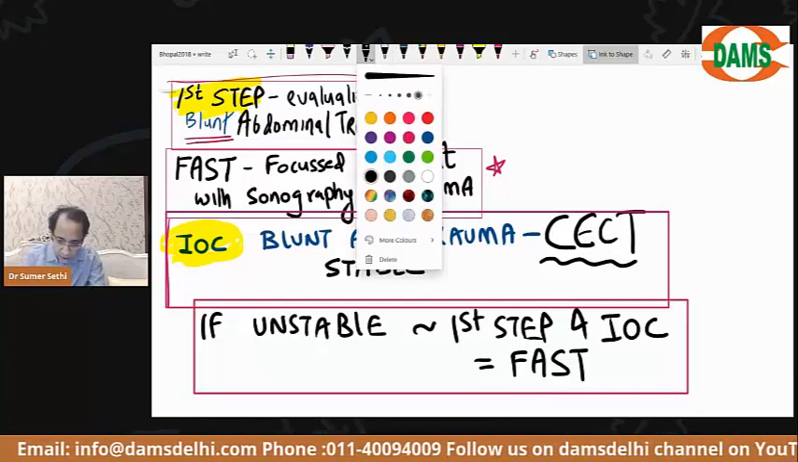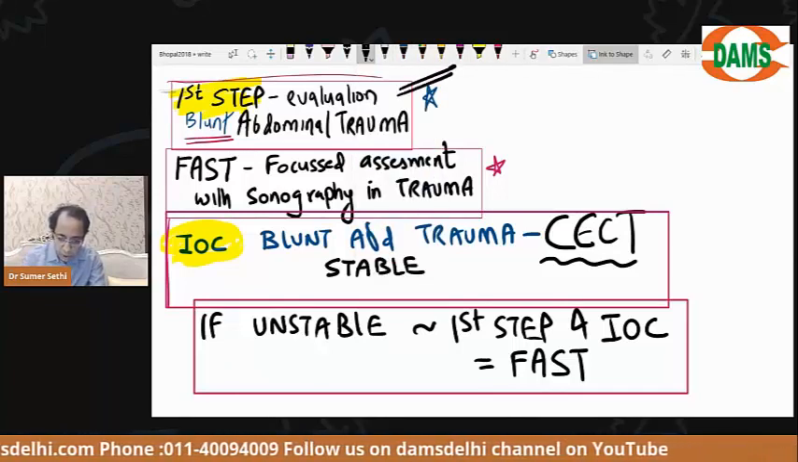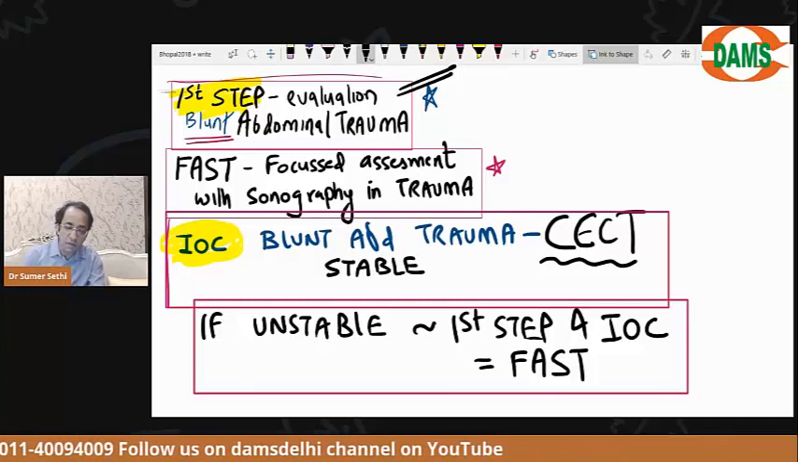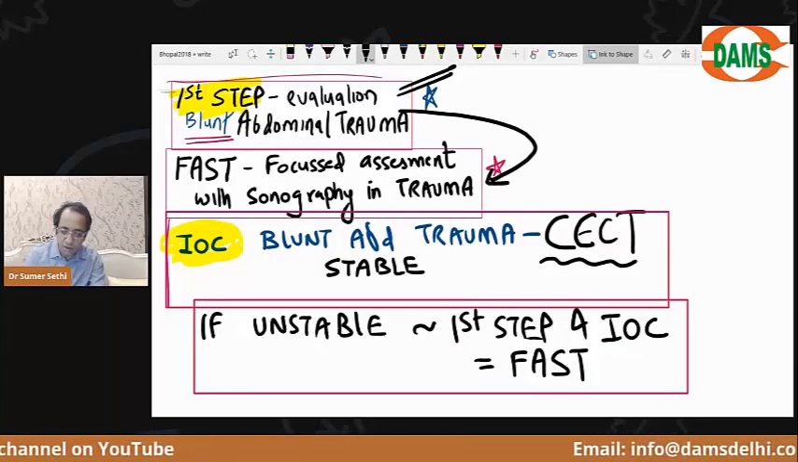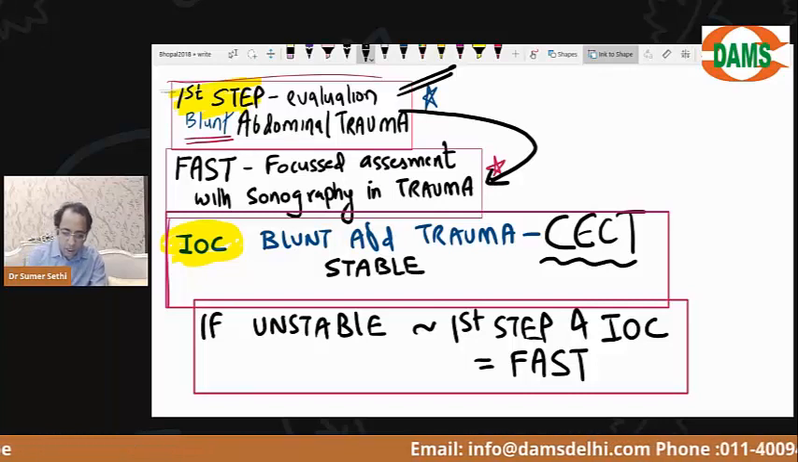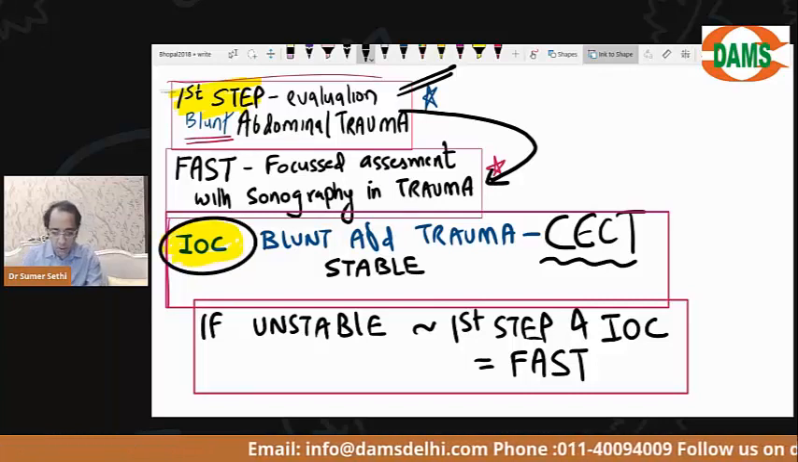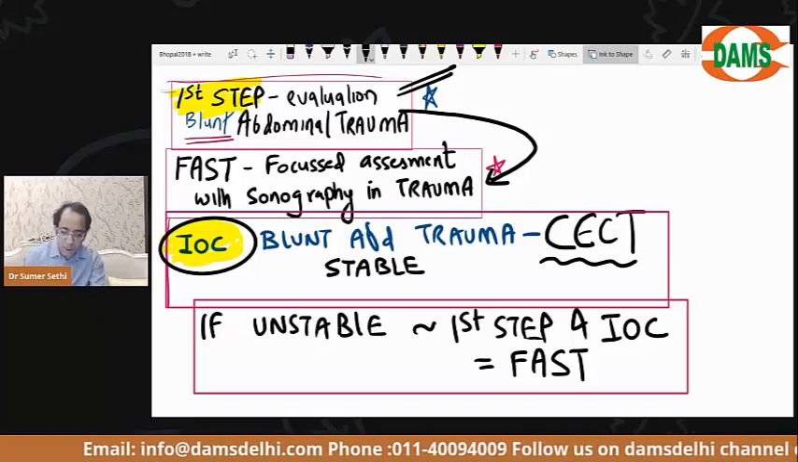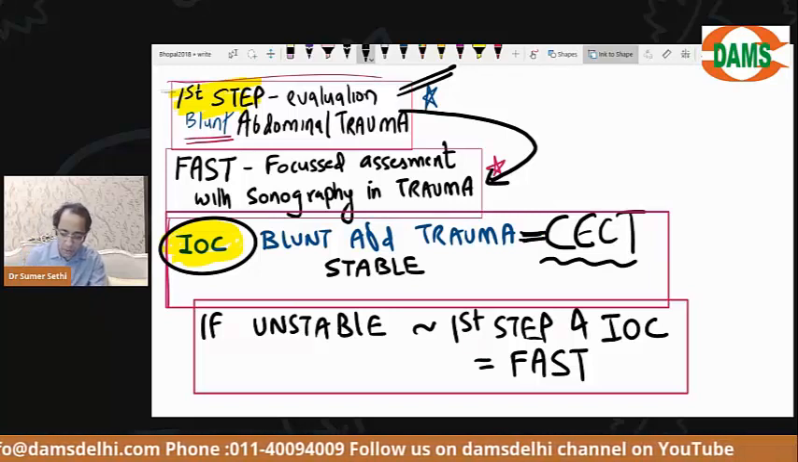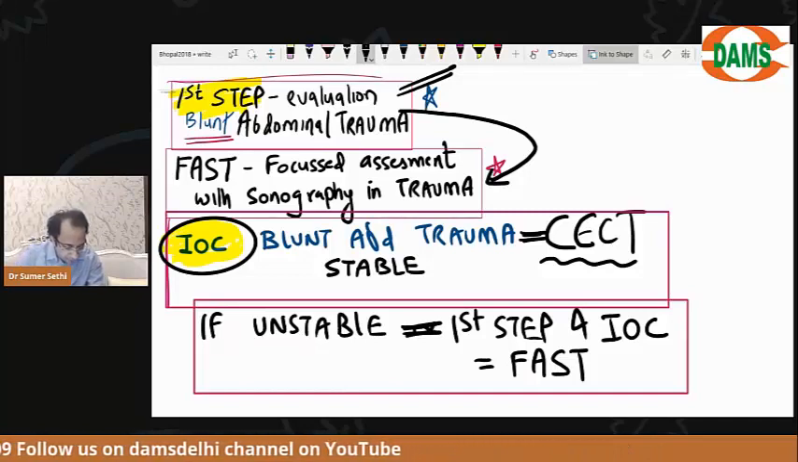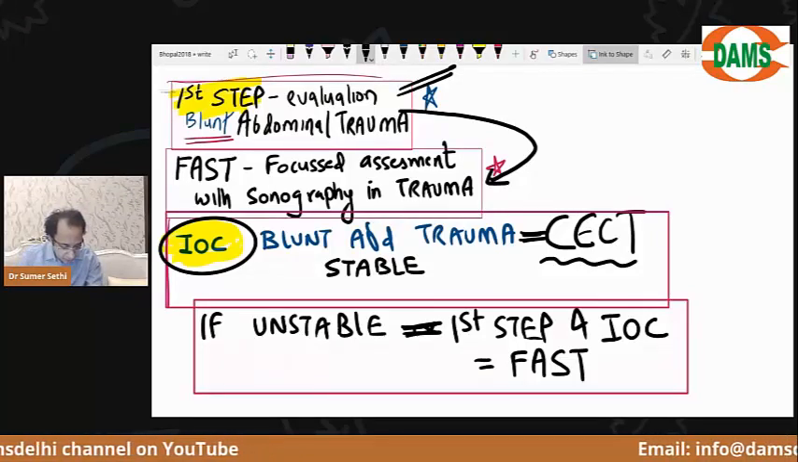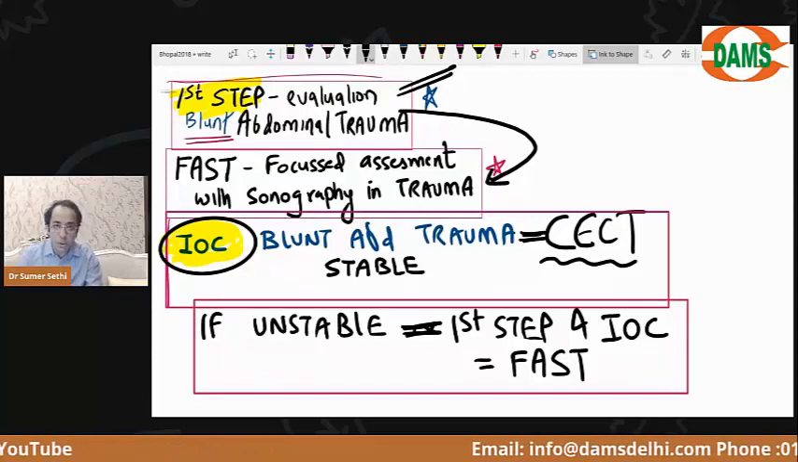Now please understand. That means the first step for evaluating abdominal trauma, even if the patient is stable or unstable, is FAST. But the investigation of choice is different. Investigation of choice in a patient who is stable will be contrast enhanced CT. Unstable, it will be FAST. Everybody understands? So, beta, laparotomy is not the investigation.